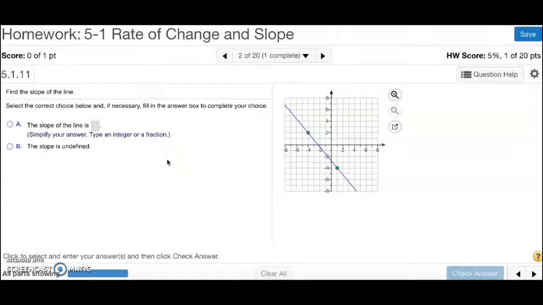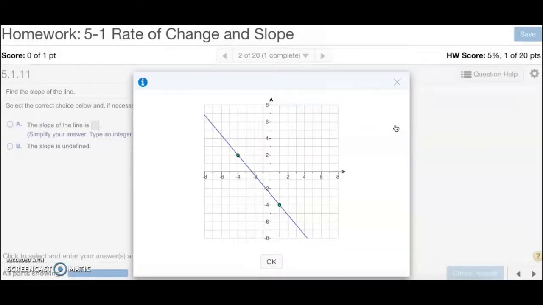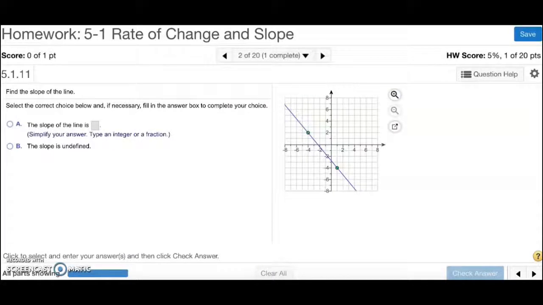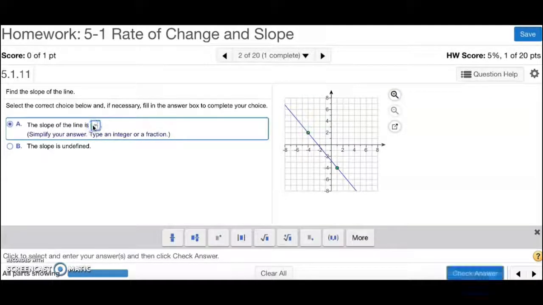Number 2, find the slope of the line. So we're just going to do rise over run. So take the first point, count down, count the spaces, 1, 2, 3, 4, 5, and 6. So we go down 6, then we count over 1, 2, 3, 4, 5, to the right 5. So as we go down, we have negative 6 over 5. So negative 6 over 5 would be the slope. Type that in.